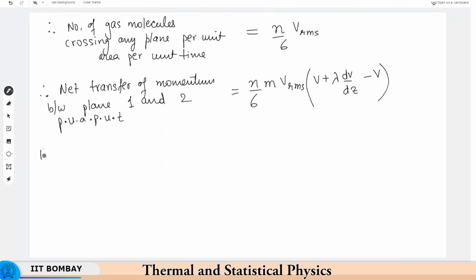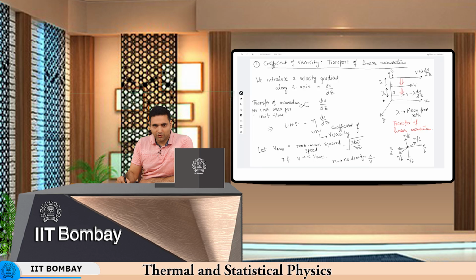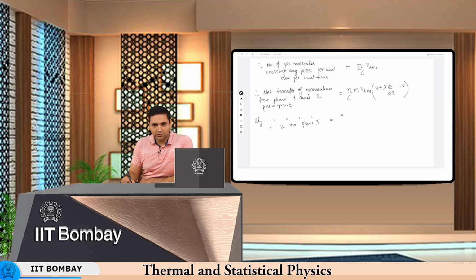Okay. So similarly a net transfer of momentum from plane 2 to plane 3. Remember, plane 2, if there is a positive gradient, it is moving faster than plane 3. So again there is a net transfer of momentum in the downward direction, and that will also be equal to n by 6 m V RMS times V minus lambda dV by dz. And you can see this V cancels out.